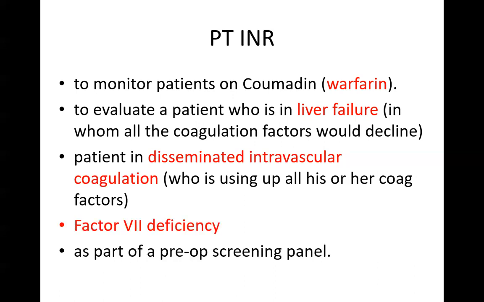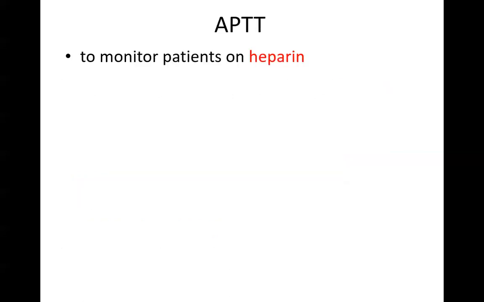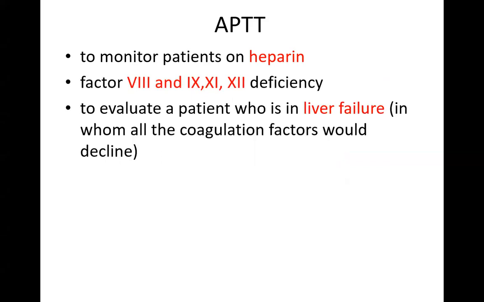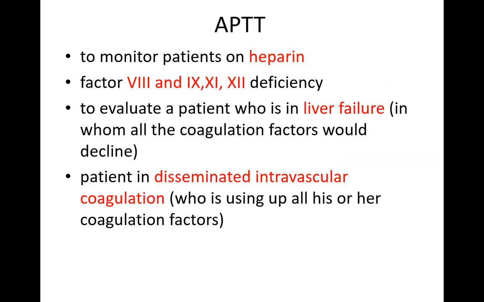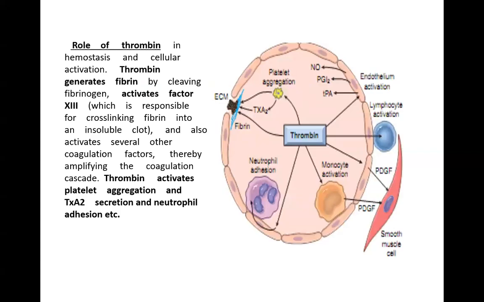PT is used for factor 7 deficiency and as part of a pre-op screening panel. APTT is used to monitor patients who are on unfractionated heparin, and in patients in whom we suspect factor 8, 9, 11, 12 deficiency. So in liver failure, both PT and APTT are going to be prolonged. And in DIC, both PT and APTT are going to be prolonged. Is this clear? Okay.